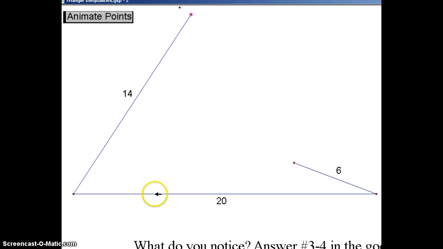Here we're trying to make a triangle out of a side that's 14, a side that's 6, and a side that's 20. Now let's animate these points and see if they're going to intersect anywhere.